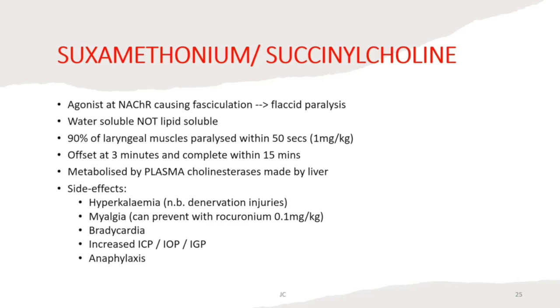90% of the laryngeal muscles are paralyzed within 50 seconds, so it's quite quick acting, and therefore it's ideal for RSIs. It starts to offset at about 3 minutes and is usually completely washed out within 15 minutes. It's metabolized by plasma cholinesterases, so not your acetylcholinesterase that are in the neuromuscular junction, but that are actually in the plasma. And these are made by the liver. And you'd need to be mindful, therefore, with people with chronic liver conditions that this may potentiate the block.